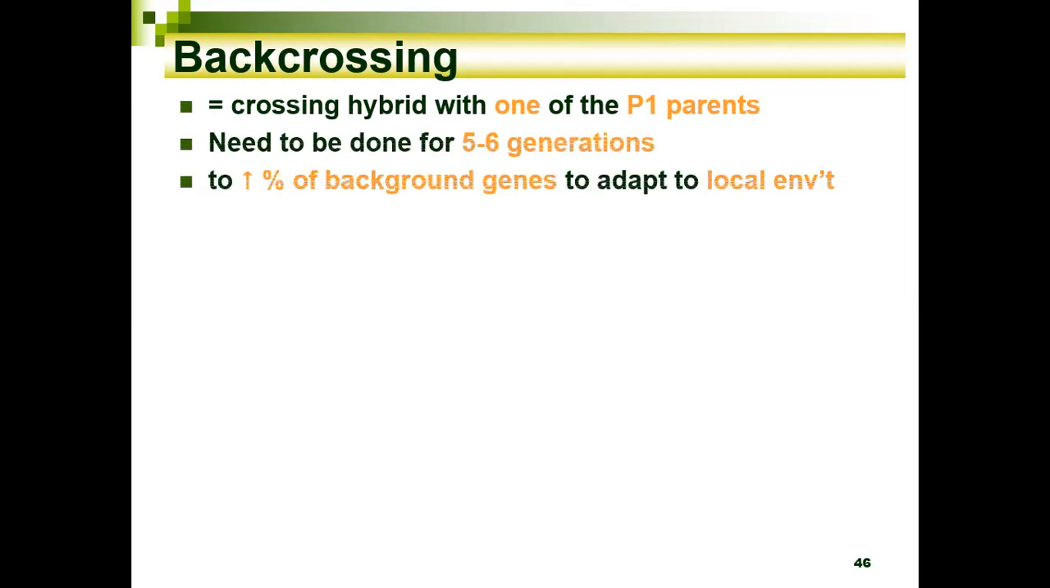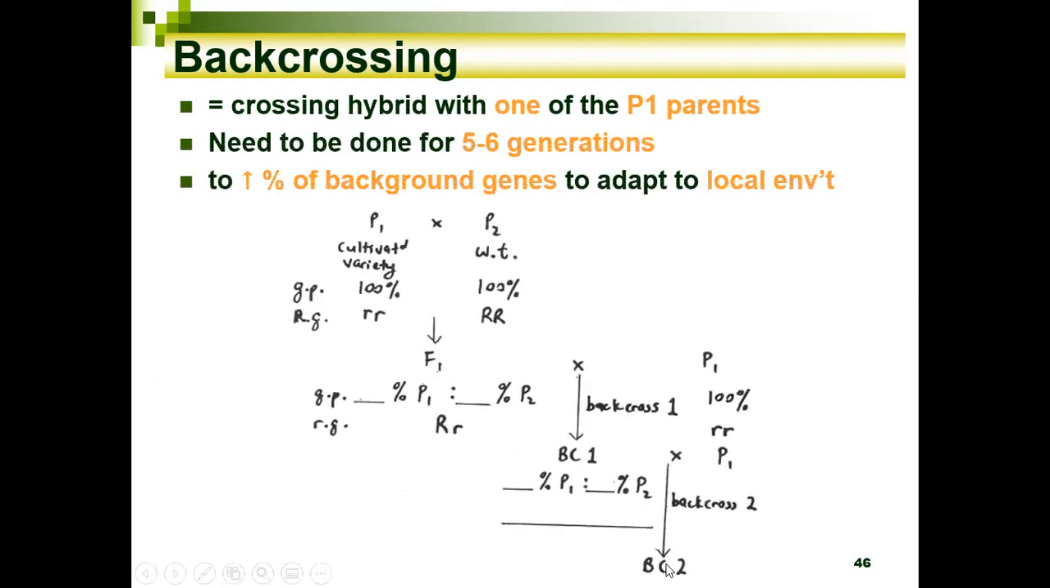We need to do 5 to 6 generations also. So we have P1 crossed with P2. These are two superior parents. Let's say these two superior parents are carrying small r and big R, homozygous, pure breeding, contrasting characteristics. Then they produce an offspring F1. Now F1 is carrying how many percent of P1 genes and how many percent of P2 genes? Class?